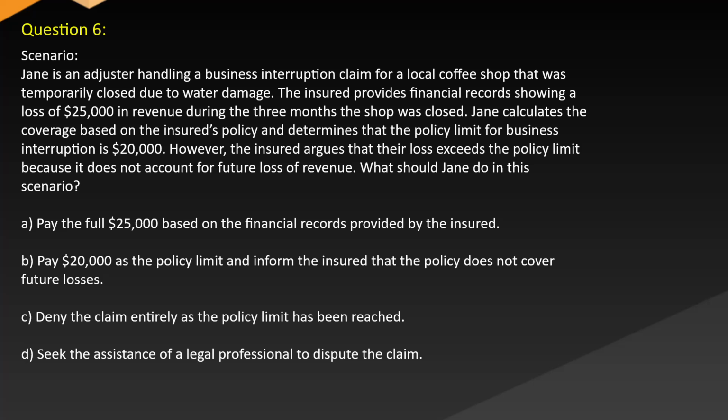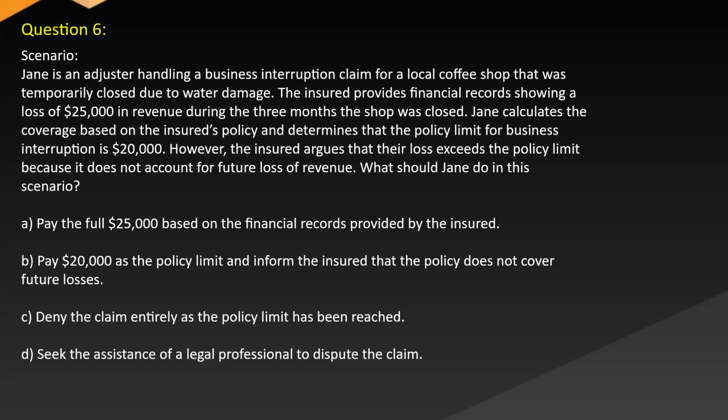Scenario: Jane is an adjuster handling a business interruption claim for a local coffee shop that was temporarily closed due to water damage. The insured provides financial records showing a loss of $25,000 in revenue during the 3 months the shop was closed. Jane calculates the coverage based on the insured's policy and determines that the policy limit for business interruption is $20,000. However, the insured argues that the loss exceeds the policy limit because it does not account for future loss of revenue. What should Jane do in this scenario?